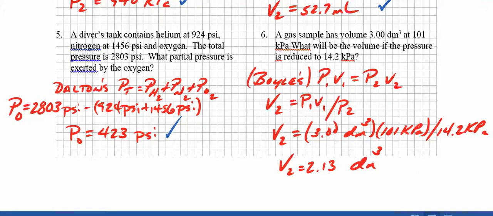Let's solve for V2. So the expression is V2 is equal to P1 V1 divided by P2. Now let's plug in. It looks like I've switched these two, but it doesn't matter. The P1 and the V1 are multiplied together. So we're going to say 3.00 decimeters cubed times 101 kilopascals, and we're going to divide that by 14.2 kilopascals. So V2 then is equal to, when we do the multiplication on top and then divide by 14.2, 2.13 cubic decimeters. That'll do it for number 6.